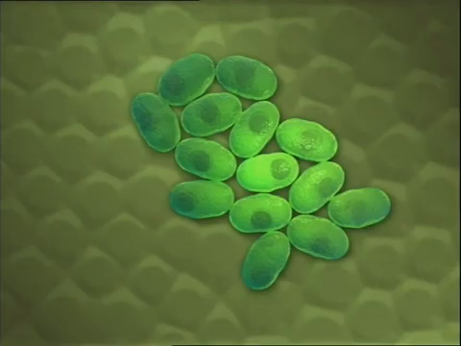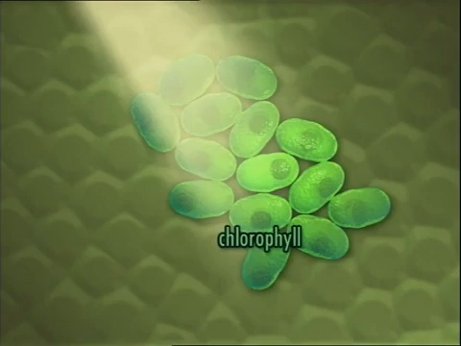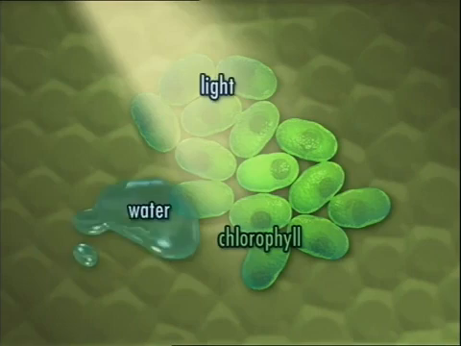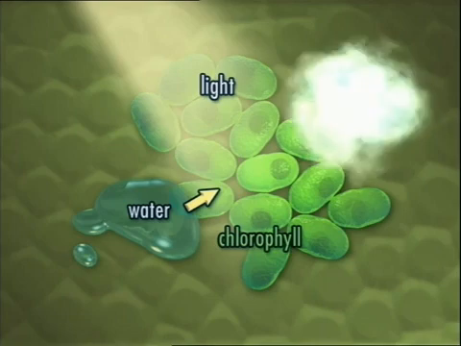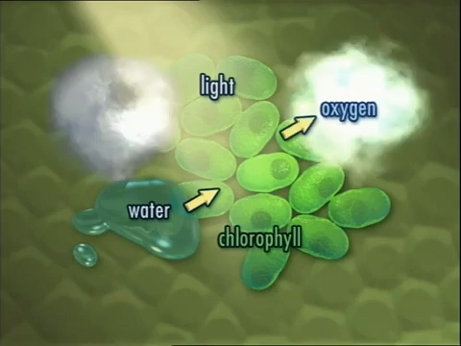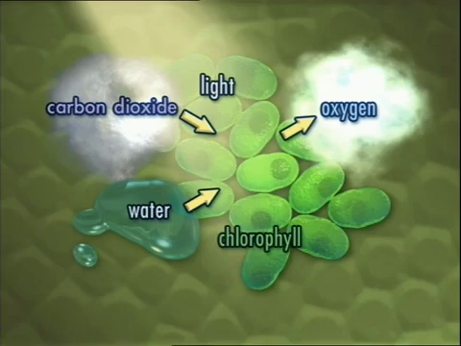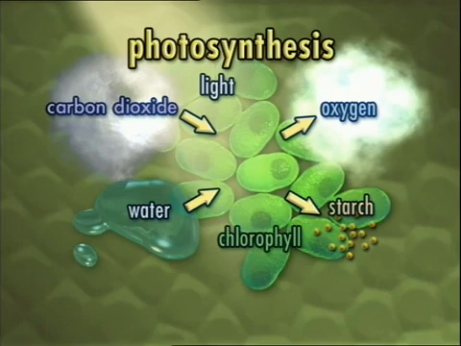Based on the experiment, we can conclude that when a green plant undergoes photosynthesis, chlorophyll in the leaf absorbs the energy of sunlight. The energy is passed to the absorbed water, which releases oxygen and reacts with carbon dioxide. Starch is eventually produced and stored in the plant.